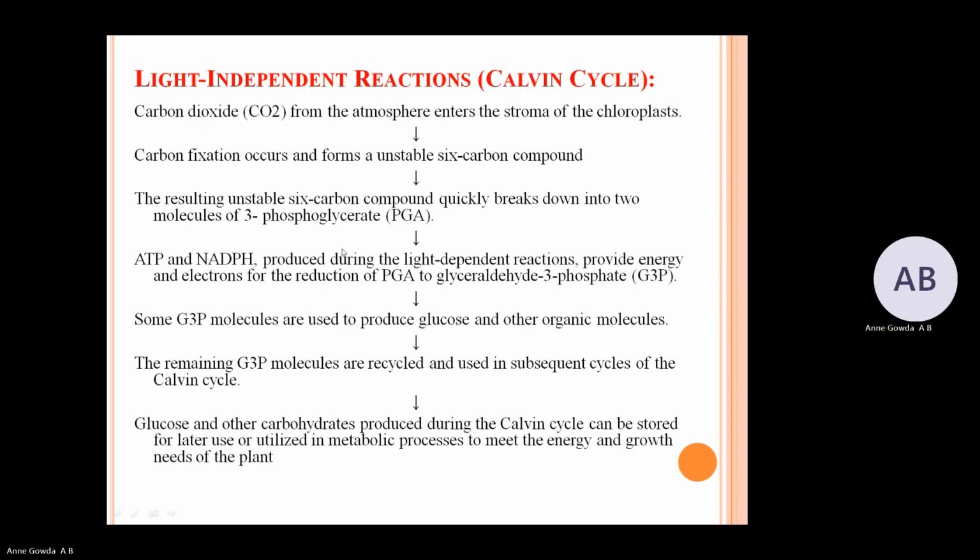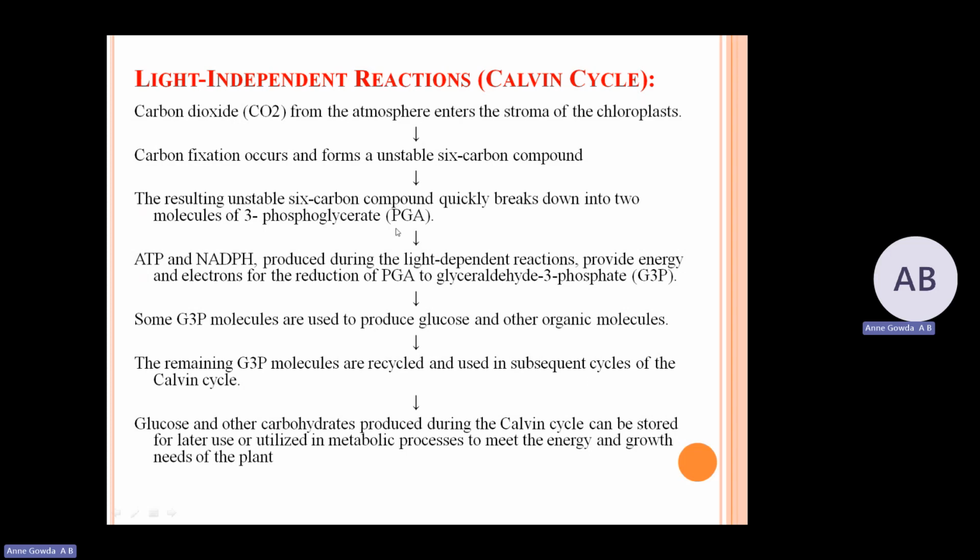So these are some of these chemical reactions. The ultimate outcome of these chemical reactions is the sugar and the starch, which the plants make use of as the main energy source. Some of these reactions are: the unstable 6-carbon compound quickly breaks down into 2 molecules of 3-phosphoglycerate, also called PGA. Ultimately, it makes use of ATP and NADPH in the generation of the sugars and the starch.